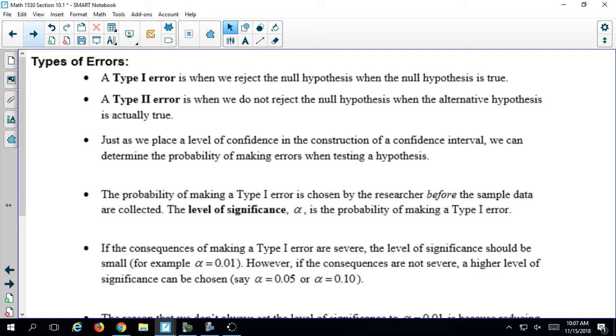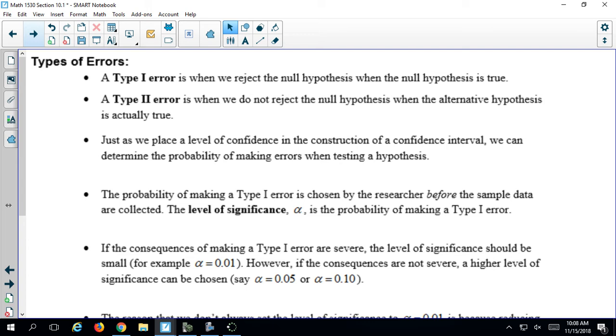Type 1 error is when you reject the null hypothesis when the null hypothesis is true. So if it was a fair game and I just got lucky and you beat me up with a baseball bat, then you've made a type 1 error. You've said it's not a fair game even though it was, I just got lucky.